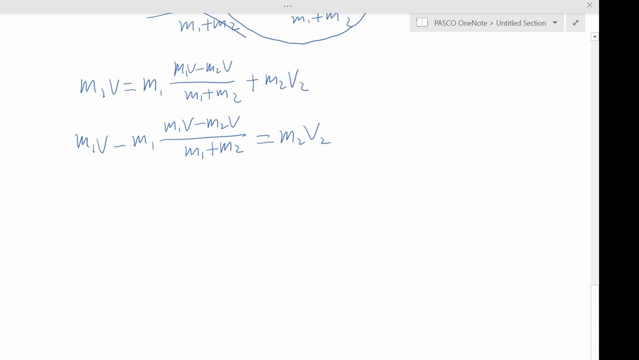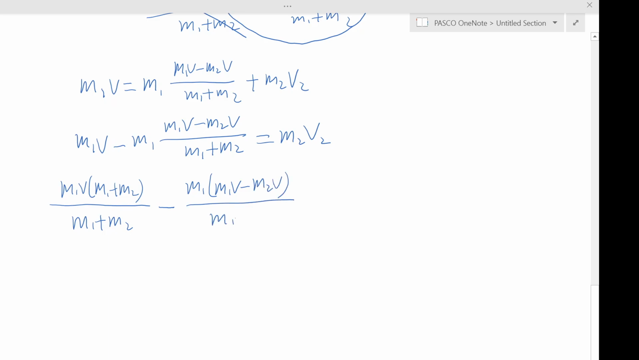So I'm going to get the common denominator first. I multiply m1v by m1 plus m2, so I have m1 plus m2 on the bottom as well. And so I'm getting this term and this term with common denominator m1 plus m2. And this term becomes minus m1 times (m1v minus m2v) divided by m1 plus m2. I just moved m1 to the top, equals m2v2.